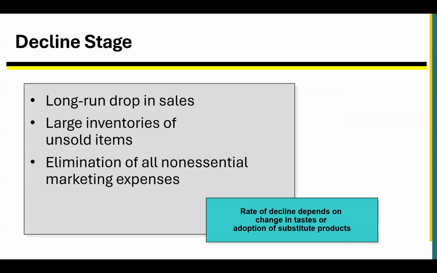Then we'll come to the declining stage where, after some time, slowly but surely, your consumers are switching, right? This has happened to Nokia. Consumers are switching. Your sales turnover is coming down, right? And there are no newcomers, right? And your inventories are piling up.